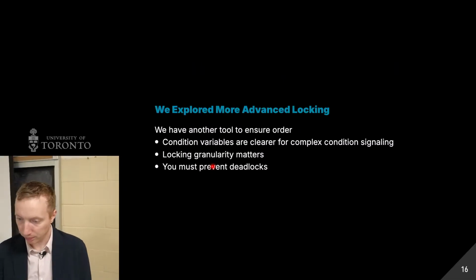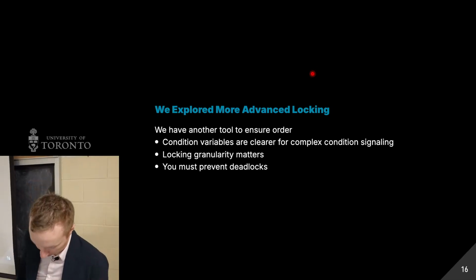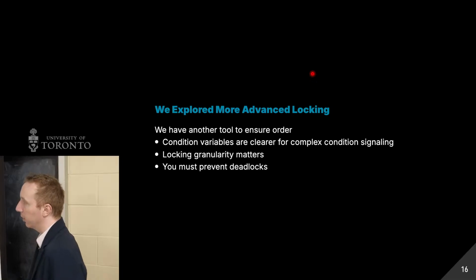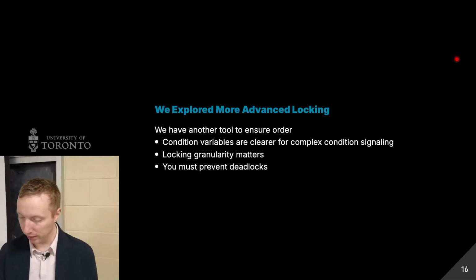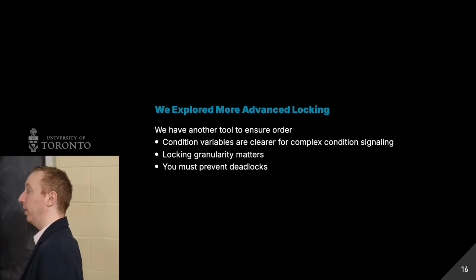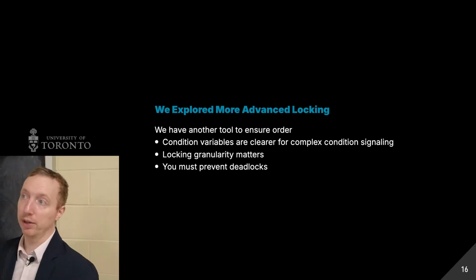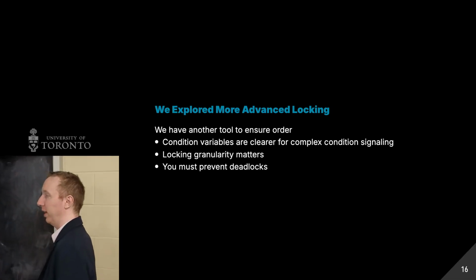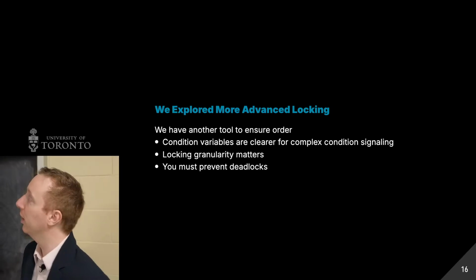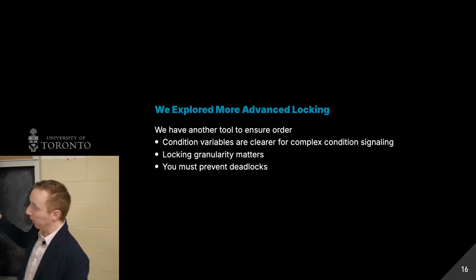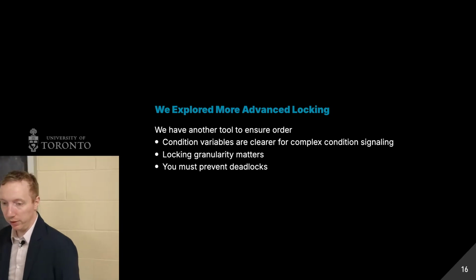All right. So we explored some more advanced locking. We have another fun tool to ensure order. They are called condition variables. They kind of have a crappy name. They're basically a queue. You're supposed to use them in order to express complicated conditions with your variables. They are not themselves a complicated condition with your variable. Again, just think of them as a queue. So they're a lot clearer for more complex condition signaling.